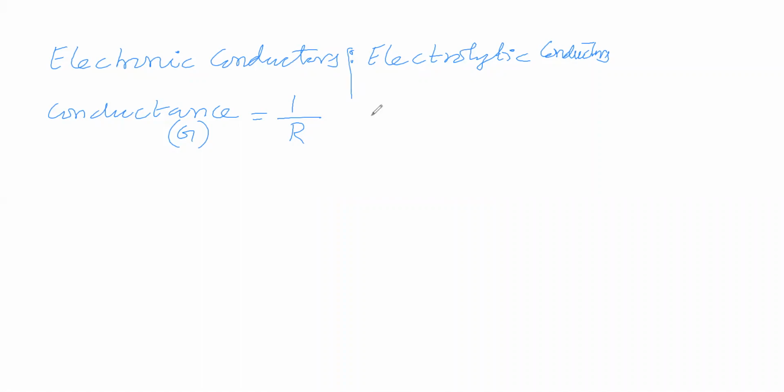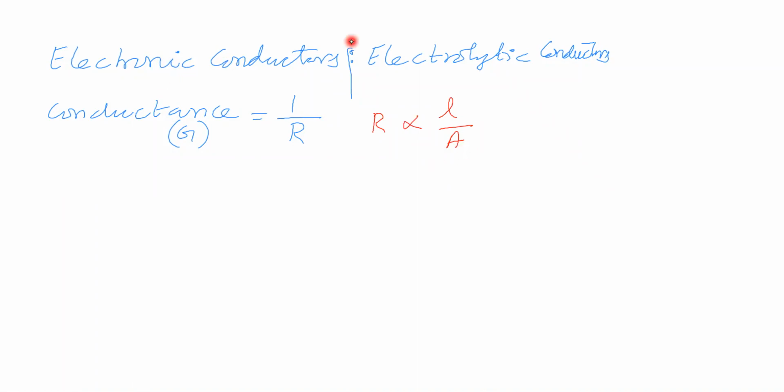Now resistance R is directly proportional to L by A. L is called length. A is called area of cross section. So for electronic conductors, L means length of the metal, and A is the area of cross section of the metal.